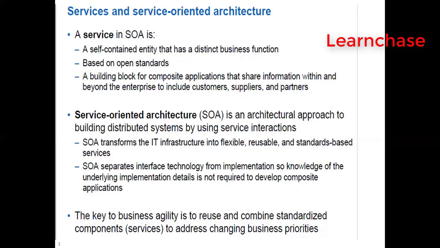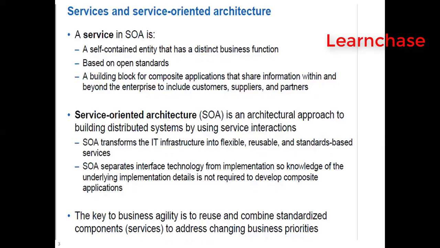Then SOA, as we discussed, is an architectural pattern to build distributed systems, right? So those systems are distributed in a way. We might have one system here, and one system might be placed somewhere else. They don't need to be physically located together. I hope you understand distributed systems: distributed technologies talking to each other over the network.